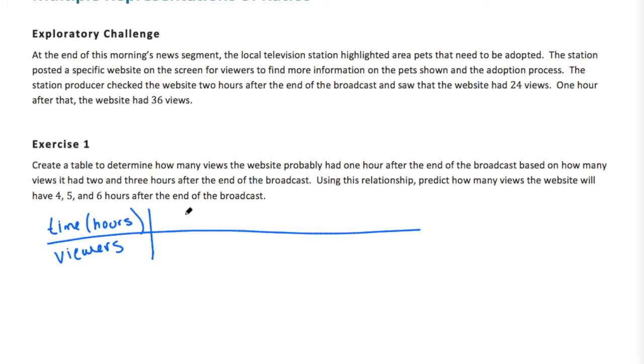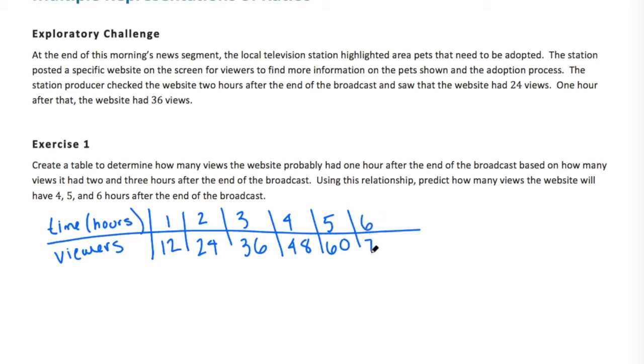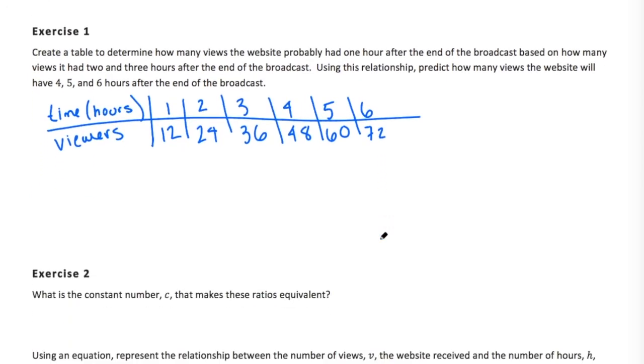So they didn't tell us 1, but I'm going to leave room for it. They told us 2. After 2 hours, there were 24 views, and after 3 hours, there were 36. So we can see that both of these have the same ratio. 2 to 24 and 3 to 36 is a ratio of 12 viewers per 1 hour. So we could extend this table. 4 would be 48, 5 would be 60, and 6 would be 72. Now we have a table that shows the answer for all those different hours, 1 through 6.